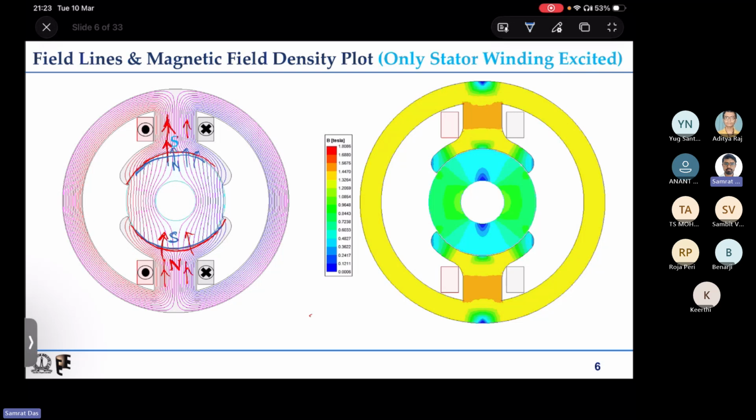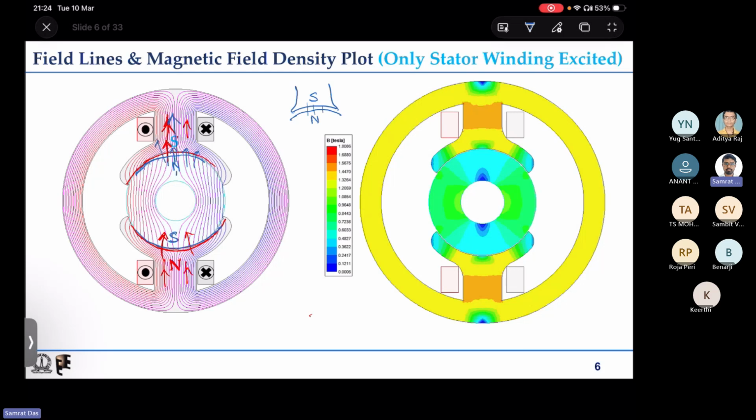There will be a very high attraction force between them. So because we have south pole like this on the stator, and we have north pole induced on the rotor, so there will be a very strong force between stator and rotor. So if I consider the force on the rotor, for this case rotor will be attracted in the upward direction.